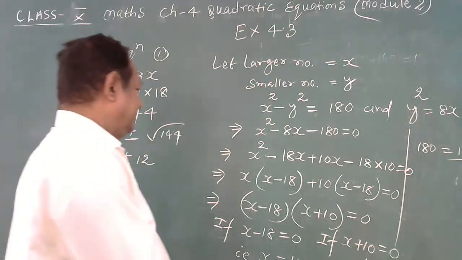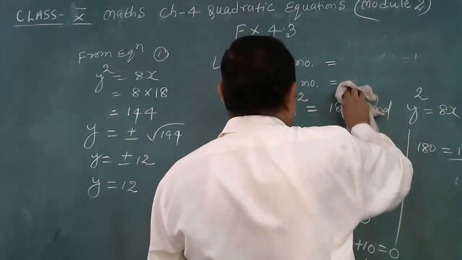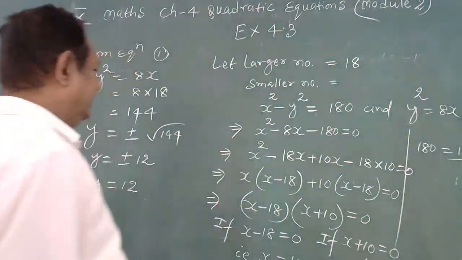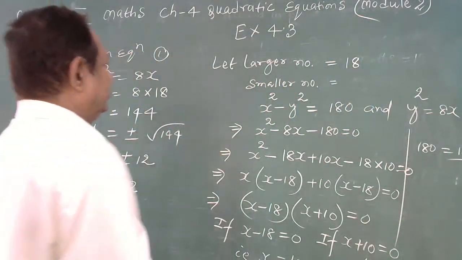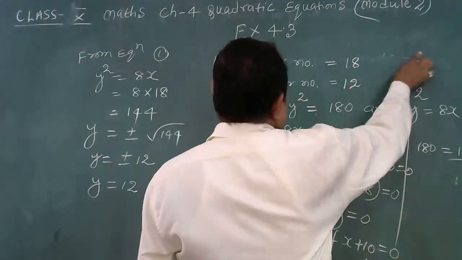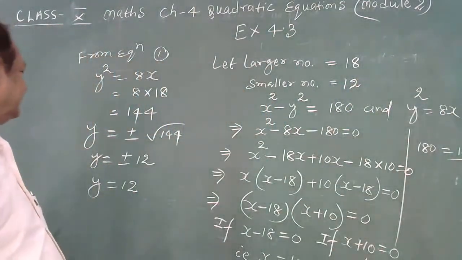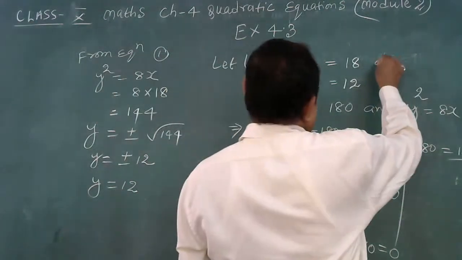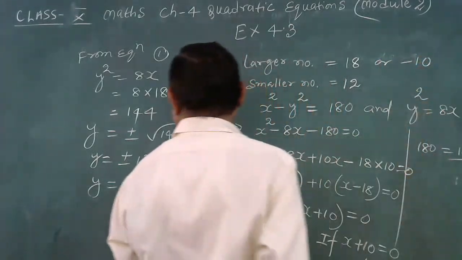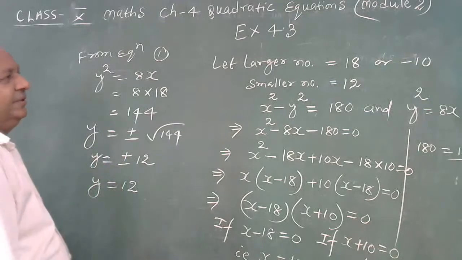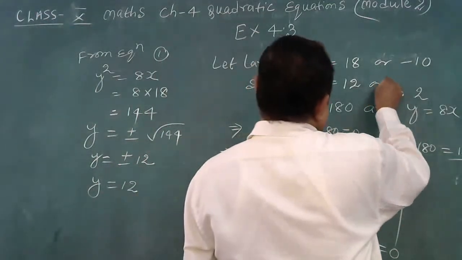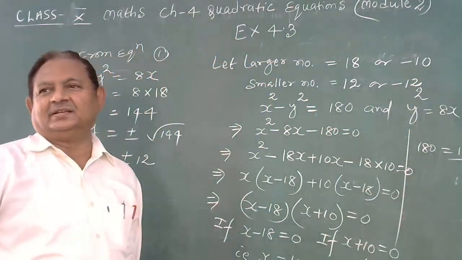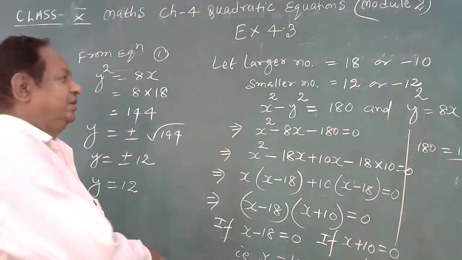So the larger number is 18 and the smaller number is 12. If we take the larger number minus 10, then the smaller number will be minus 12. Minus 10 is greater than minus 12.